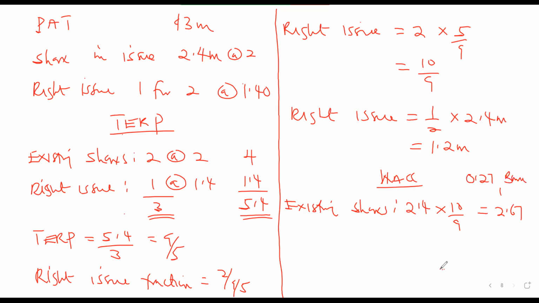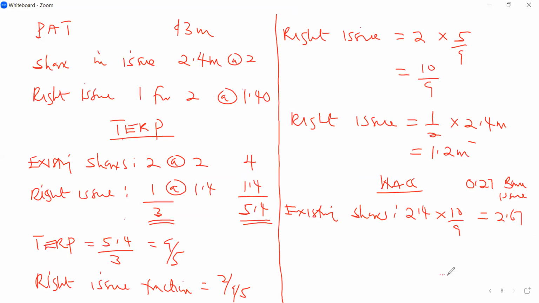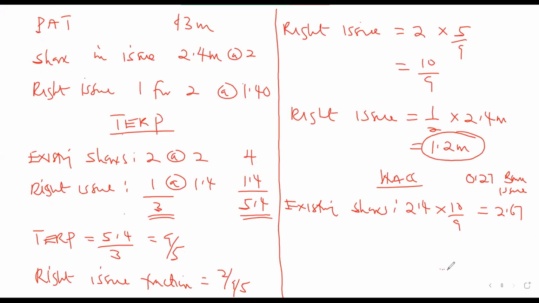So the 0.27 is a bonus issue. So what will be the full market value issue now? Let me take the year first. Okay, it was 1st April. Okay, so it's December. So the total shares that we are getting from the right issue is 1.2, isn't it? And we are saying that 0.27 is a bonus issue. So what will be the full market value issue now?